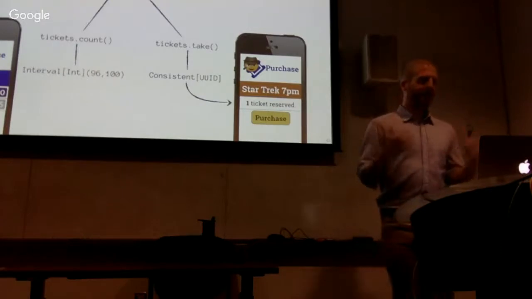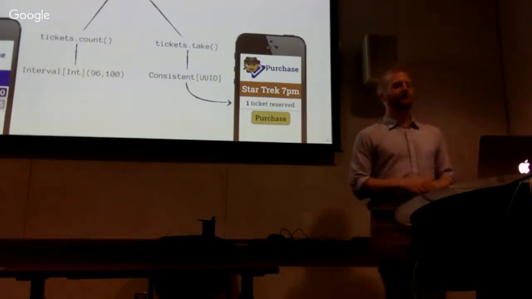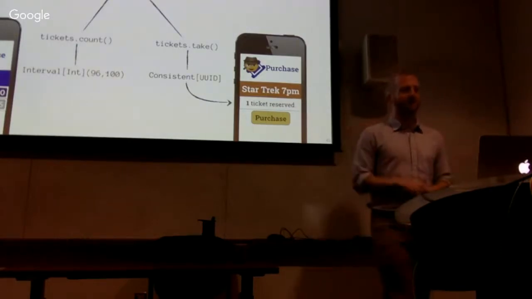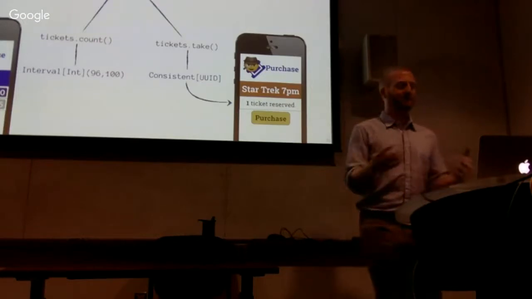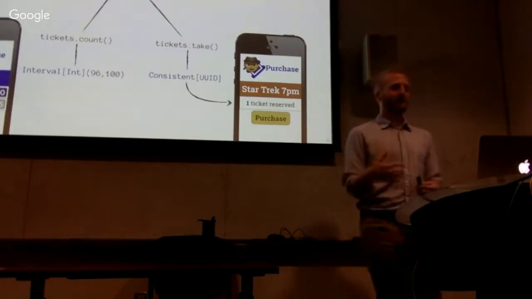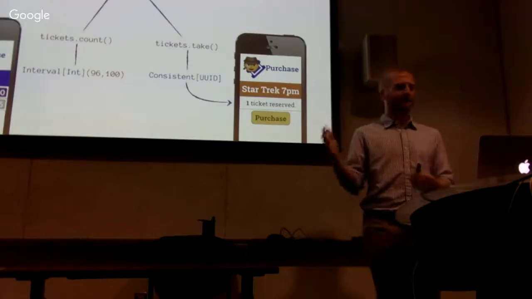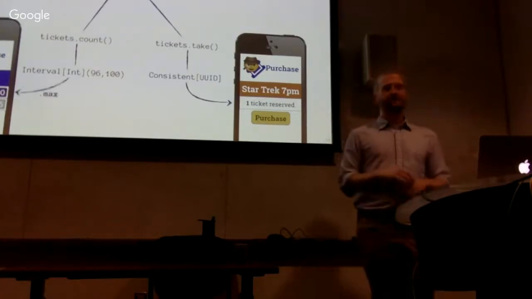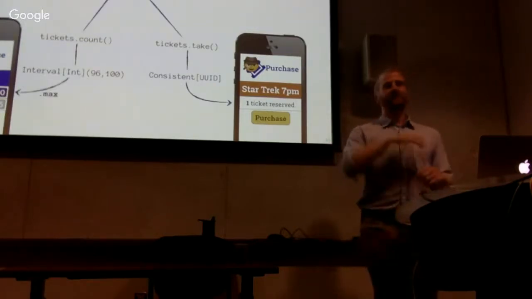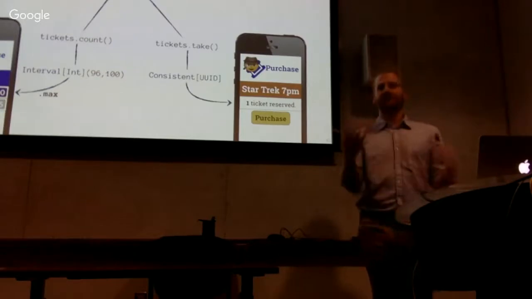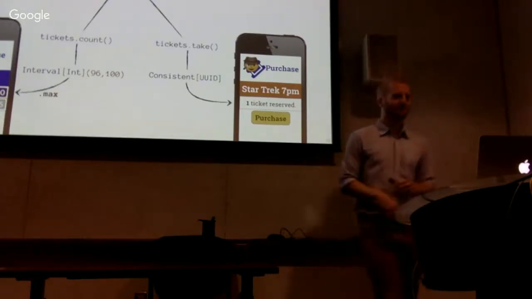The count, then, we said we wanted the counts to be relatively close, so we could annotate it with an error bound of 5%. And now we're going to get back an interval saying the range of counts that are possible. And then maybe we choose here to use the maximum value so that we can show them the upper bound on how many tickets might be left.